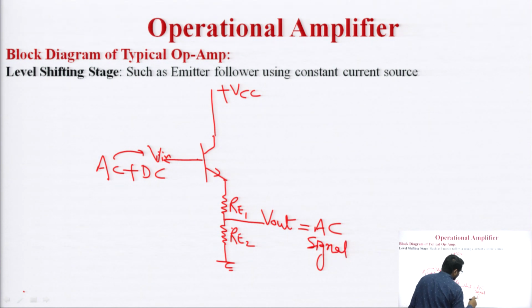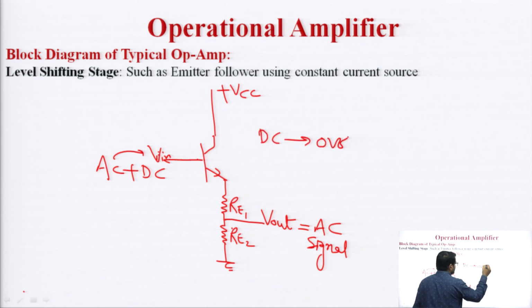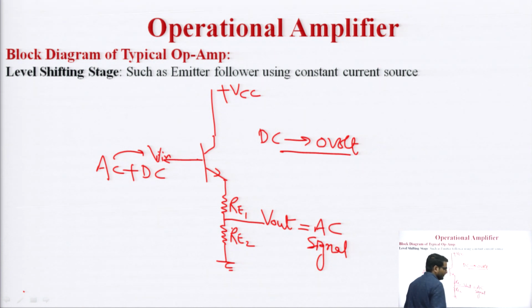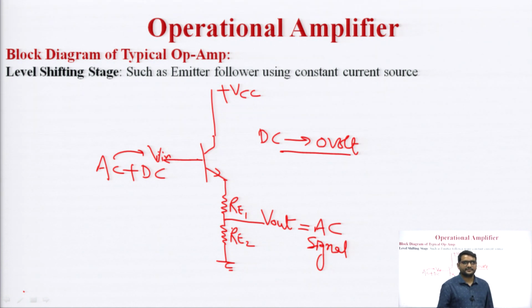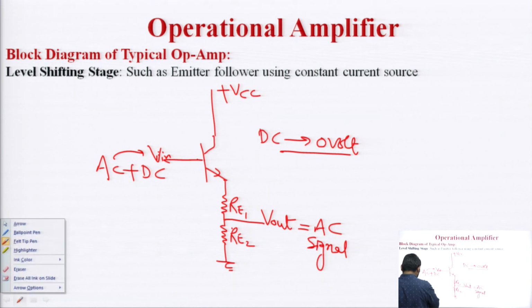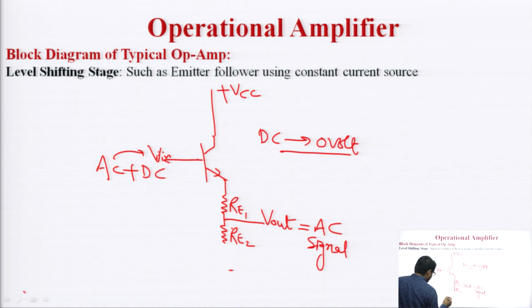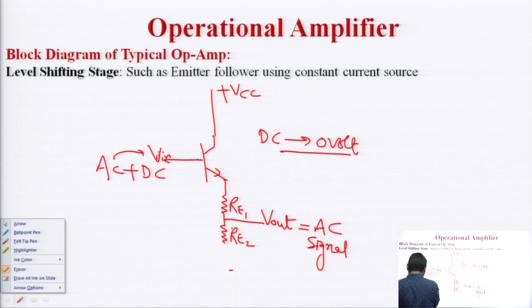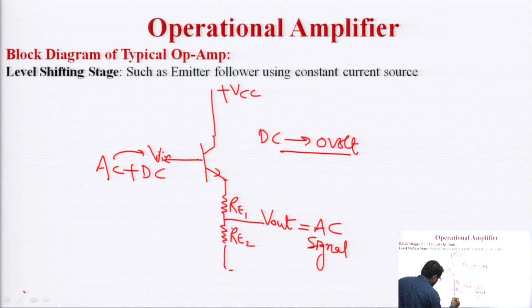So, the purpose of this circuit is to minimize the DC voltage up to the 0 level, to reduce the DC to 0 volt. So, it is called a level translator or a level shifting stage. And it is not 0 here, it is not ground, it is minus VEE.